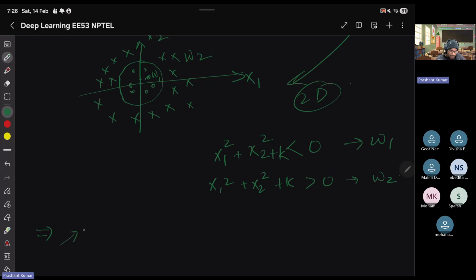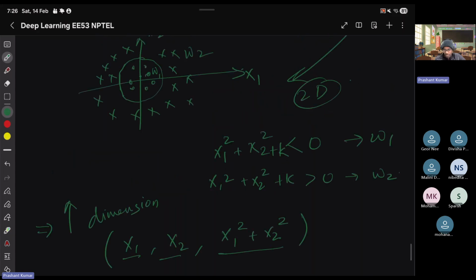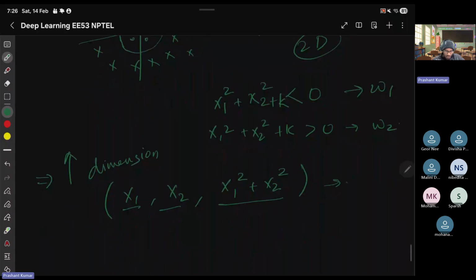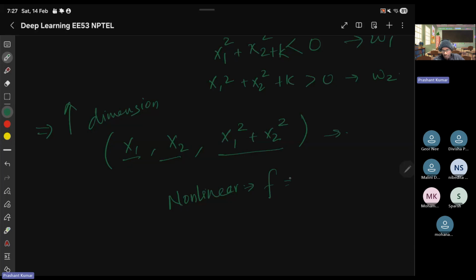So you have x1 and x2 as input, and you will say I will increase the dimension such that my first dimension is x1, the second dimension is x2, and the third dimension is x1 square plus x2 square. Then I have a linear relation between all these three dimensions, and I can still classify this using a single layer, right? What is happening is that this non-linear function takes the input, squares it, and adds it.